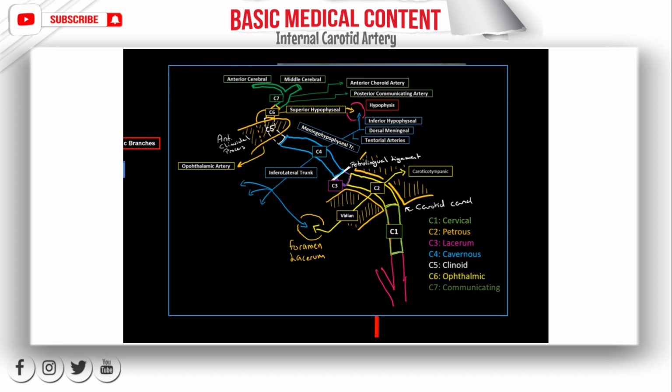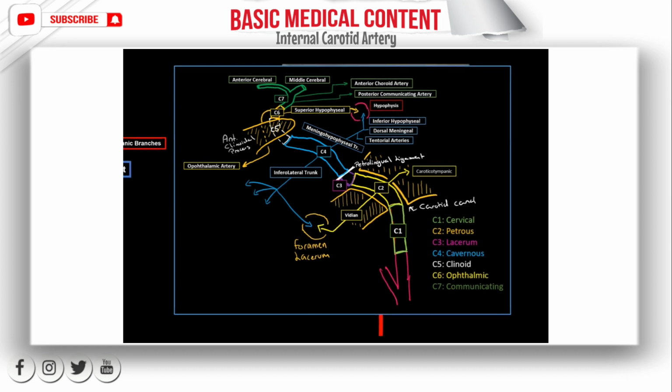I mentioned the carotico-tympanic branch, but as you see, there are specific side branches for each segment, except the cervical segment, lacerum, and clinoid segment, I guess. C1, C3, and C5. They're without side branches. You can just pause the video and take a mental picture if you want to, but I essentially want to focus on the terminal ends of this artery, because those are the most important ones.